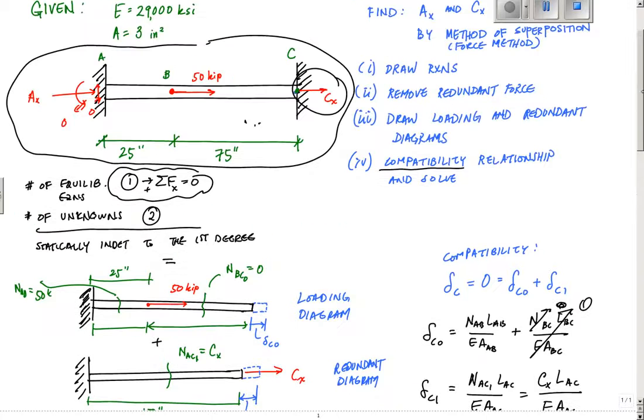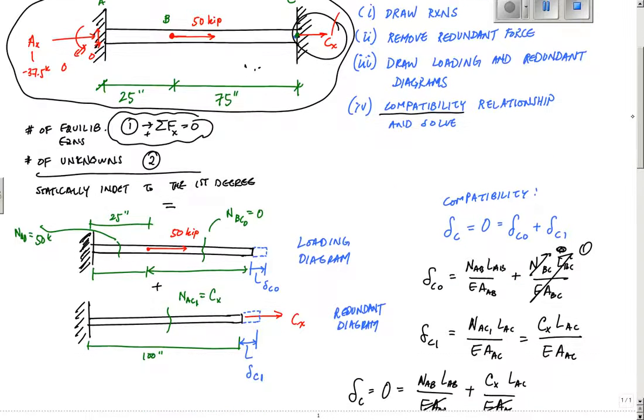So if I want to draw this accurately, I'd either have to write this in as negative 37.5 kips with this arrow going that way, minus 12.5 kips that way, or draw it with a positive number and the arrow pointing in the correct direction. All right, but those are minor details.